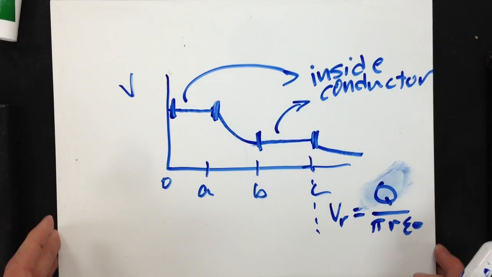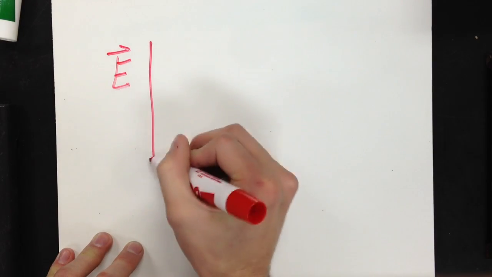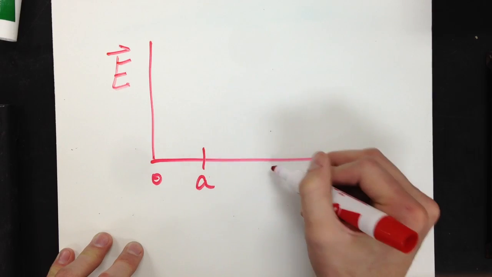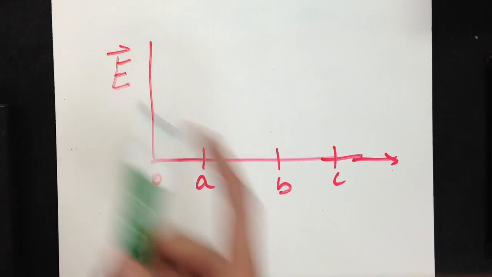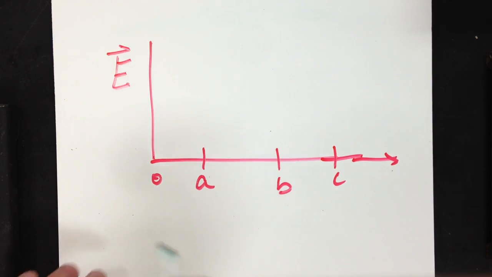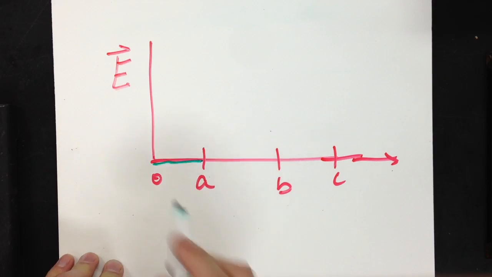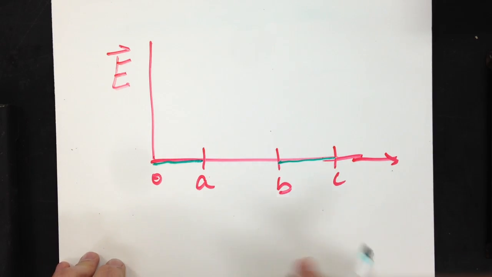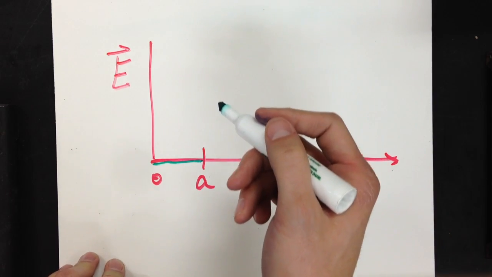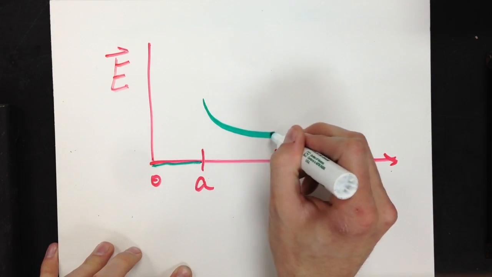Now, what would the electric field look like if I graphed that versus distance? So again, starting at 0, A, B, C, and then beyond. Well, I know that for inside the conductor from 0 to A, I have no electric field. And that's also going to be true from B to C. Again, not having any field. From A to B, my electric field was proportional to 1 over R squared. So I'm going to draw something that looks like that.